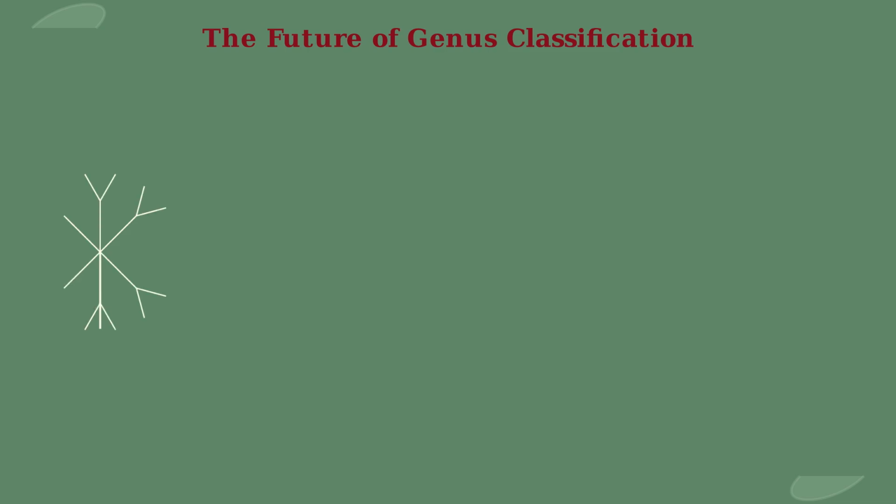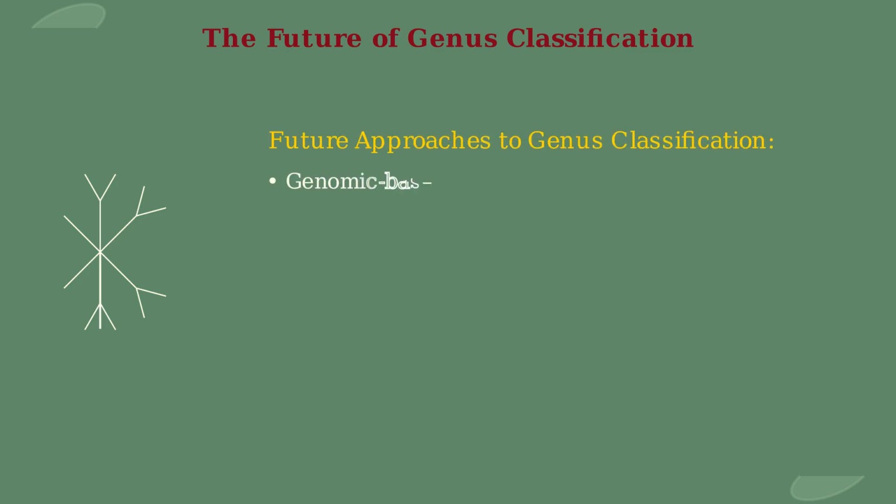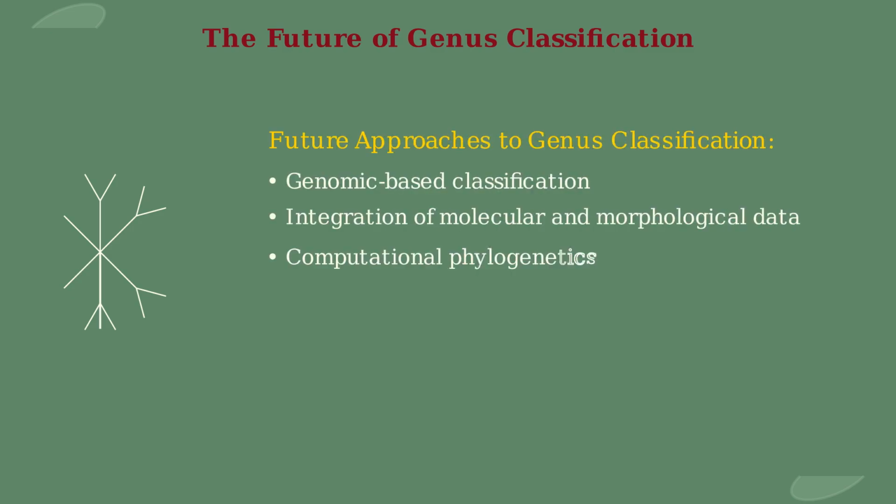The future of genus classification builds upon centuries of taxonomic tradition while embracing cutting-edge technologies. Future approaches to genus classification will increasingly rely on genomic data, integration of molecular and morphological evidence, computational phylogenetics, and even machine learning algorithms.